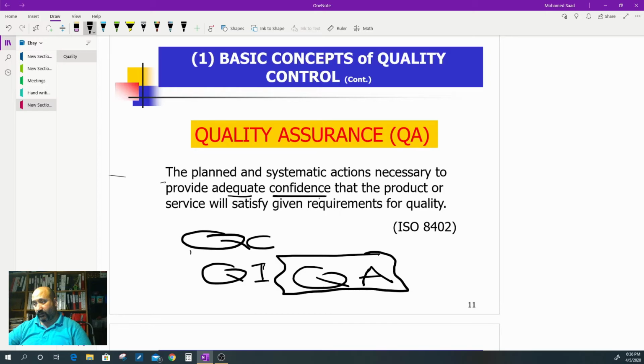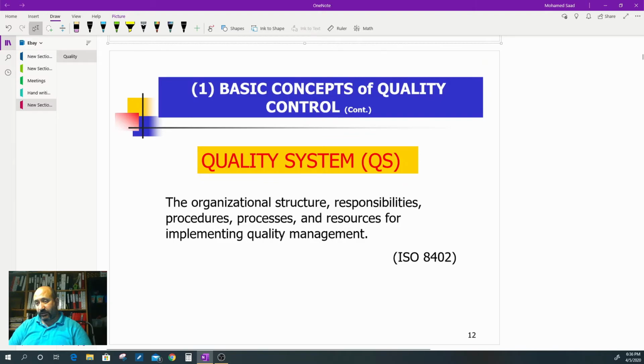All right, another definition, and this meeting is mainly an introduction, so it has a lot of definitions. A quality system is the organizational structure, responsibilities, procedures, processes, and resources for implementing quality management. So the quality system is basically the structure, who is doing what, the processes, the procedures, and the resources, and all these kinds of things in order to implement quality management.